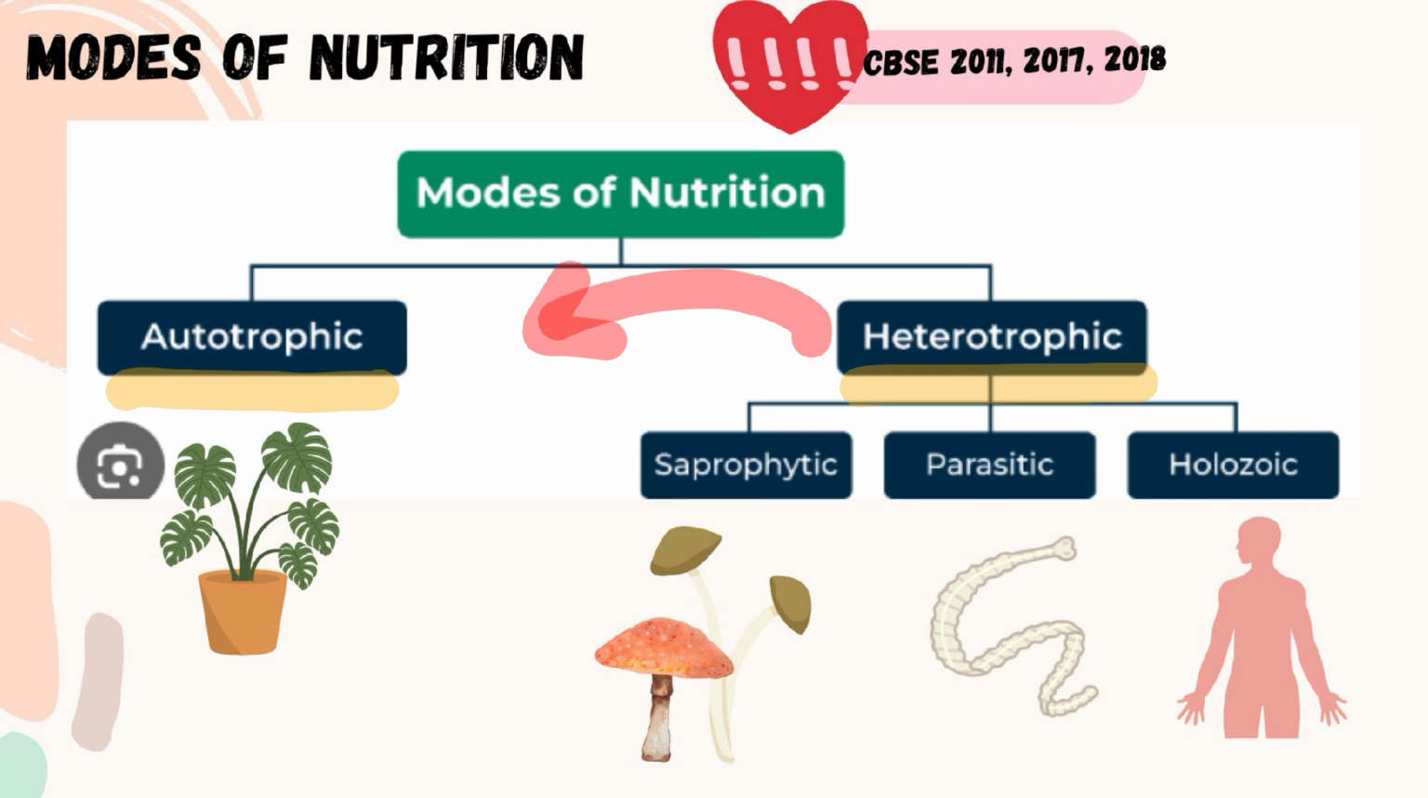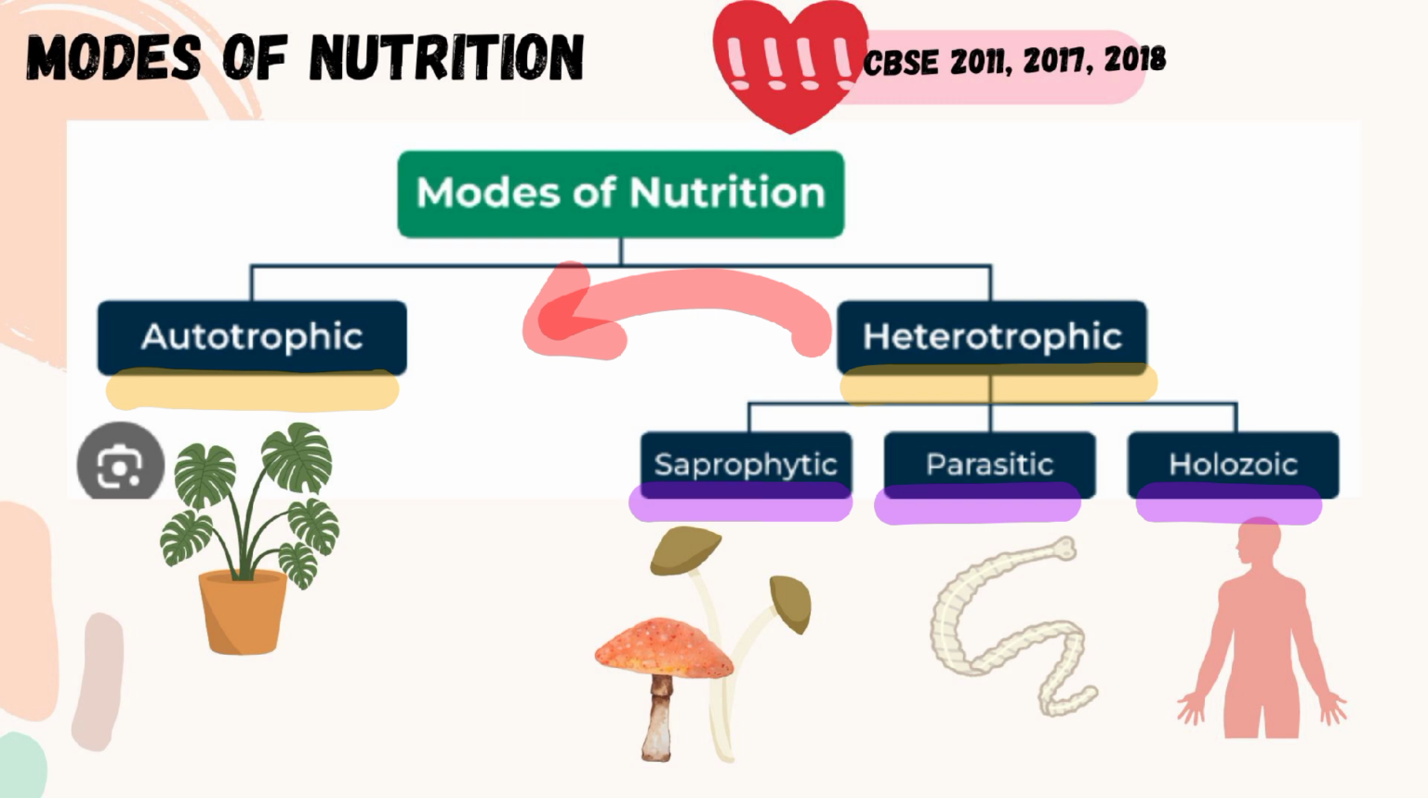In heterotrophs there are three divisions. One is the saprophytic mode of nutrition, the second is parasitic, and the third is holozoic. Saprophytes are organisms which feed on dead and decayed organic matter. They break down complex molecules outside their body into simple molecules and then take them in by eating. Examples are slime molds, bread molds, fungus, and mushrooms. All these come under saprophytes.